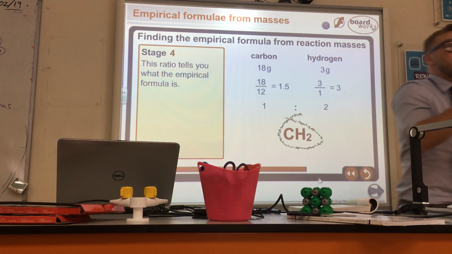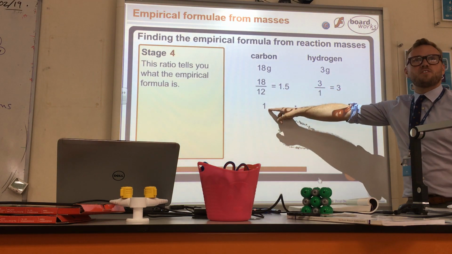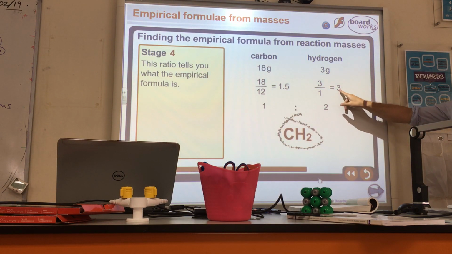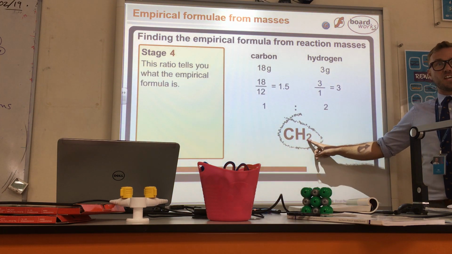Your empirical formula, which remember, doesn't tell you the exact information about that molecule, doesn't tell you exactly how many atoms are there, just tells you the ratio of carbon to hydrogen, the simplest ratio. So, step 1, divide by relative atomic mass. Step 2, divide by the smallest answer. You will then get a ratio. As you can see here, they divided by 1.5. 1.5 divided by 1.5 is 1. 3 divided by 1.5 is 2. We've got it. But you must write down the answer.